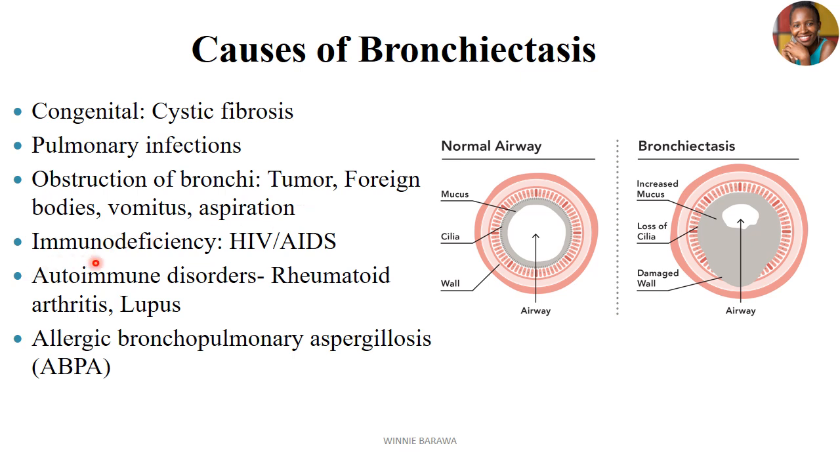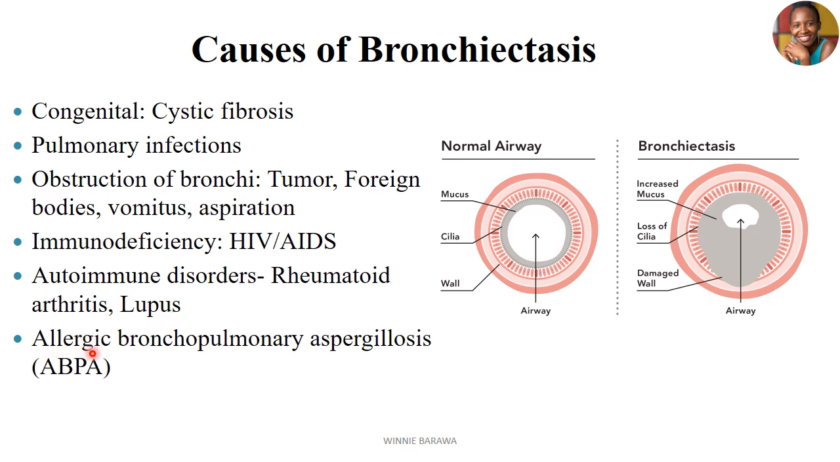But we also have cases of immune deficiency from conditions like HIV and AIDS. There are autoimmune disorders, including systemic arthritis, sorry, not systemic, but rheumatoid arthritis, and then you can have cases of lupus erythematosus. So with this autoimmune activity, you can have a case where they are destroying these bronchial walls and causing them to widen or become very weak and widen up. So the cause of this destruction can be from such illnesses.